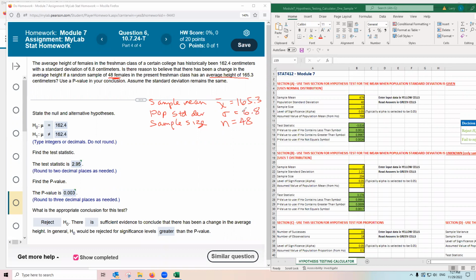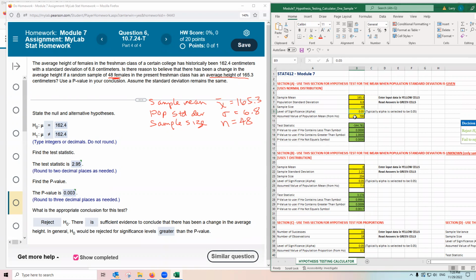All right, so let's go ahead and enter this into the yellow boxes. The sample mean is 165.3. The population standard deviation is 6.8. The sample size is 48. And I'm going to leave alpha as 0.05. Notice in this problem, they did not give us a value for alpha. Alpha is the level of significance. When you're not given a level of significance, 0.05 is a typical value you can use.